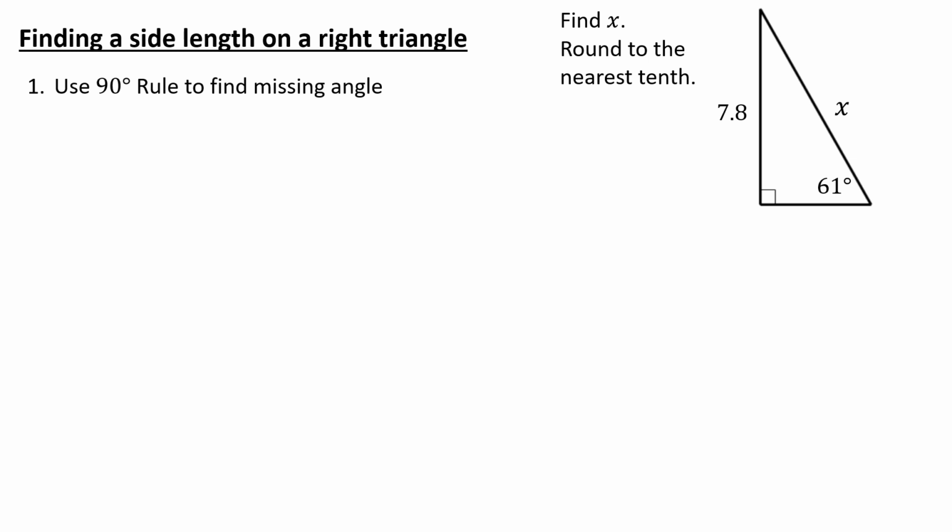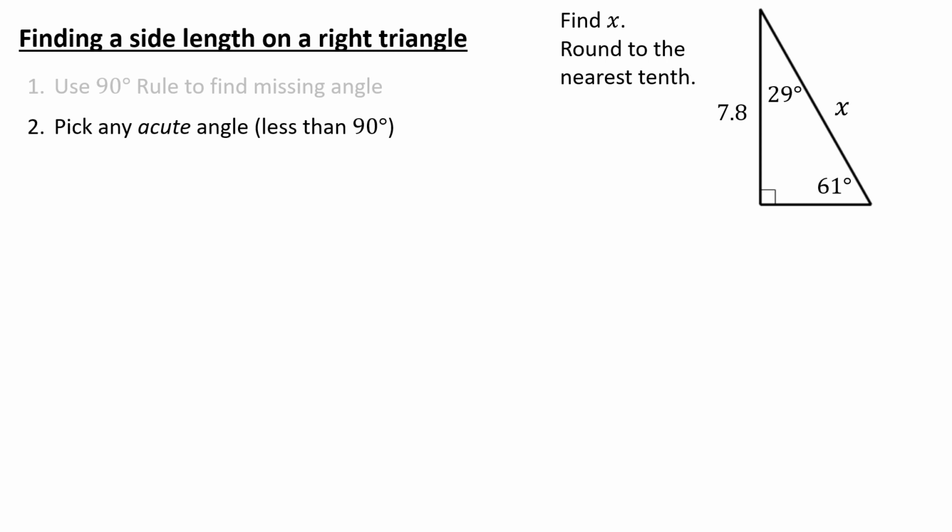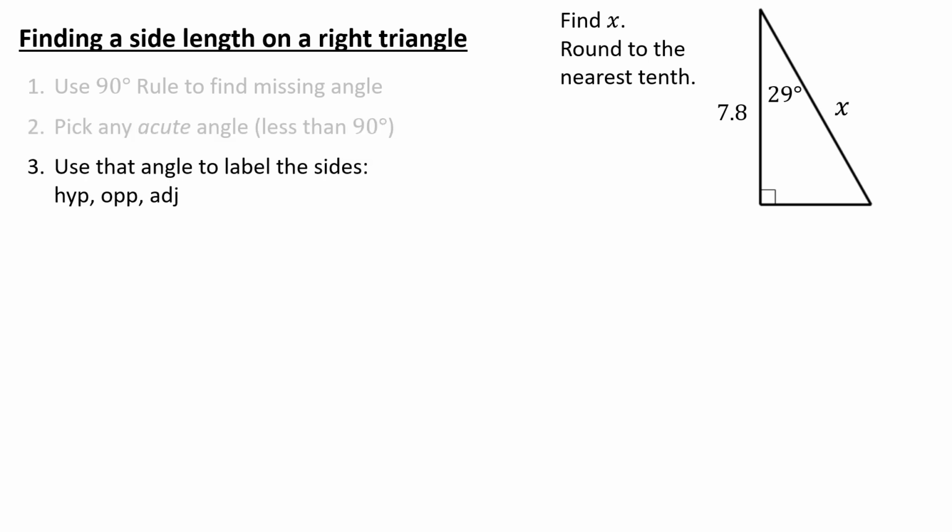Use the 90-degree rule to find the missing angle. So 61 plus something has to equal 90. You can figure out by subtraction that that's 29. Pick any of the two acute angles. So pick the 29 or the 61, doesn't matter. I could pick the 61, but just to be different, I'm going to use the 29 this time. We're going to use that angle to solve the problem.